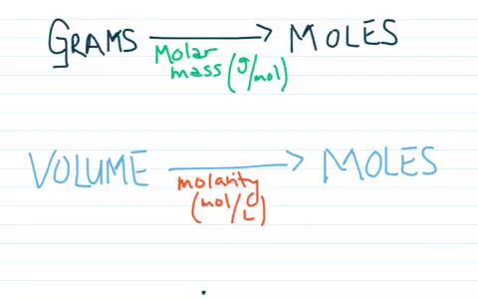So just to remind you about conversions, when you want to go from grams to moles, you're going to be using the molar mass, grams over moles. You find this from the periodic table. From volume to moles, you're going to use the molarity, moles over liters. Now for both of these, you can go back and forth. You can go from moles to grams, grams to moles, moles to volume, volume to moles, and vice versa.